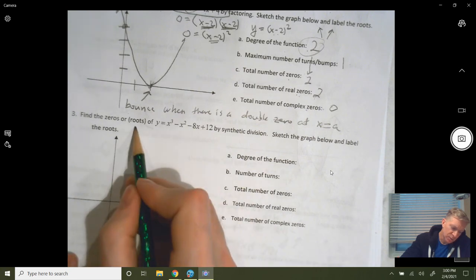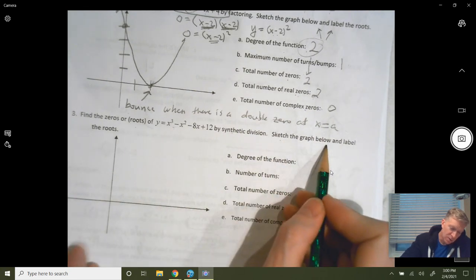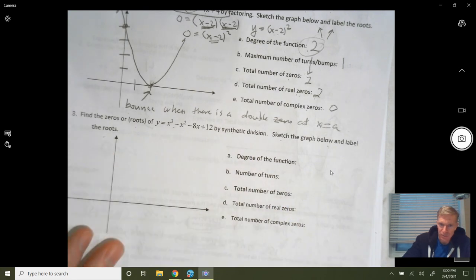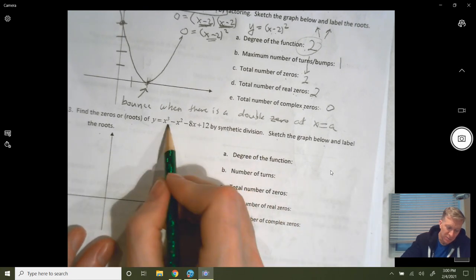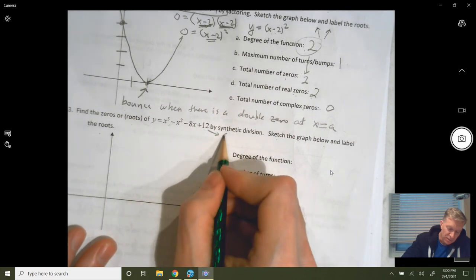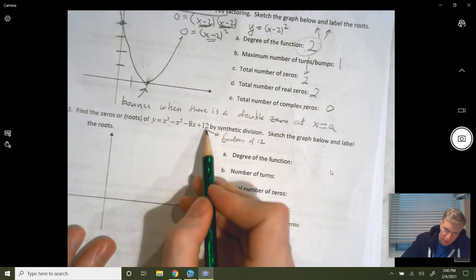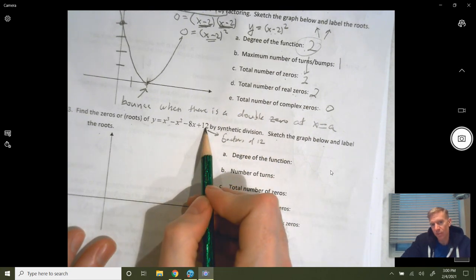Find the zeros or roots of this polynomial by synthetic division. Sketch the graph below and label the roots. This will be a nice review. Remember how we figure out if something's a zero? Our possible zeros are all the factors of 12. Factors of 12, I won't list them all: plus or minus 1, plus or minus 2, plus or minus 3, plus or minus 4, plus or minus 6, plus or minus 12.